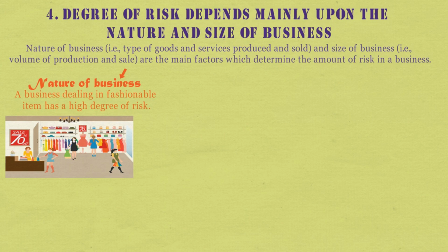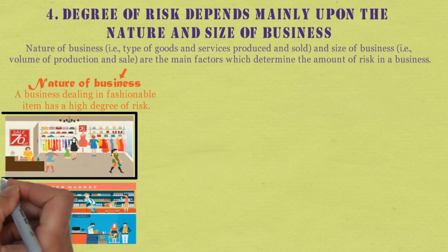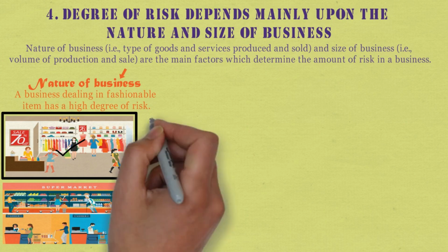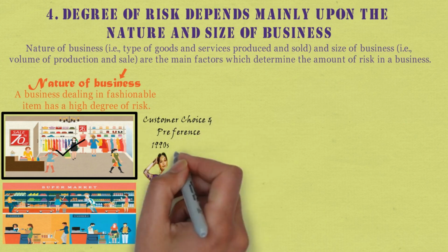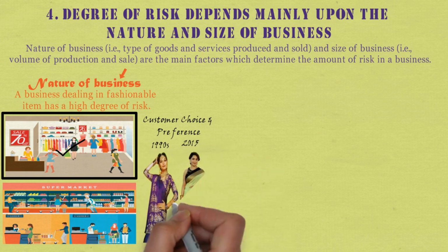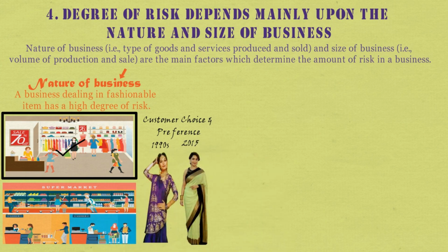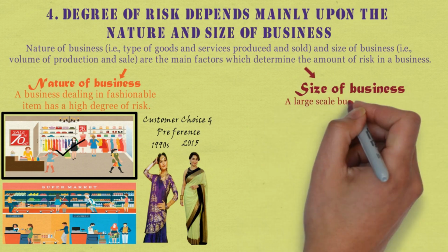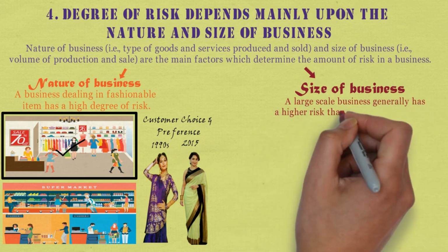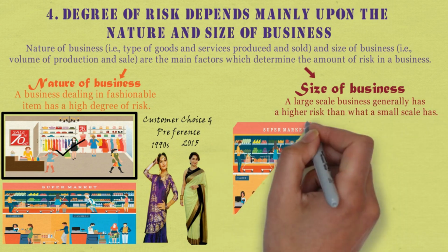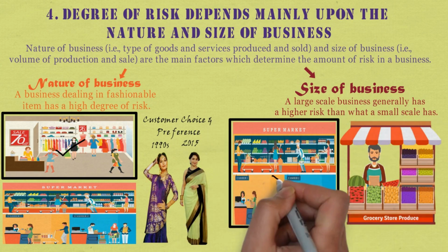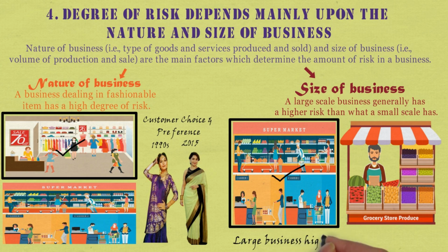Let's take the example of nature of the business. A business dealing in fashionable items has high degree of risk. Why? Because customers' choice and preference in fashion keeps on changing. Second example of size of business. A large scale business generally has a higher risk than what a small scale has. Why? Because in large scale business, there will be more chances of theft, fire, etc.